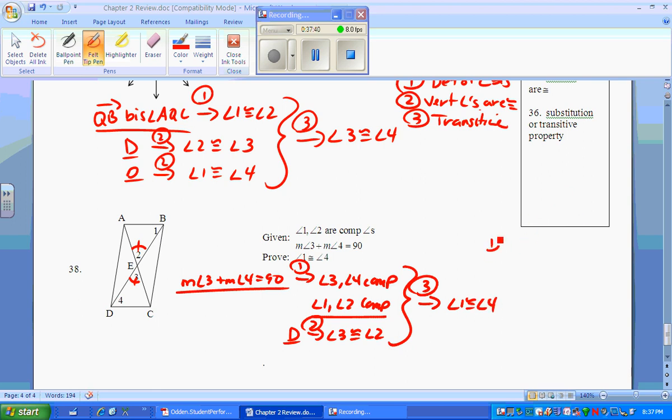There will be one just like this on your own too. Reason 1 is definition of complementary. Reason 2 is the vertical angles are congruent. And 3 is the complement of congruent angles are congruent.